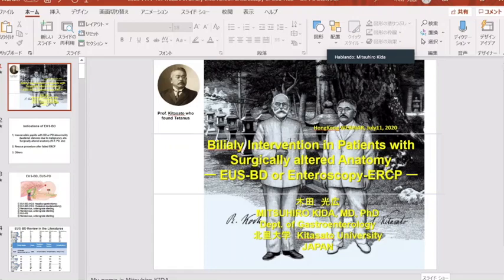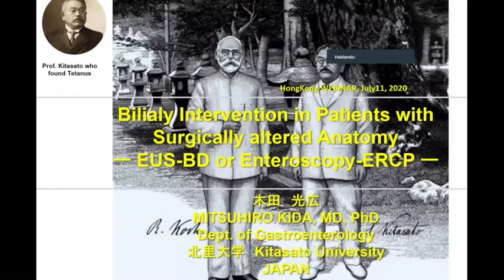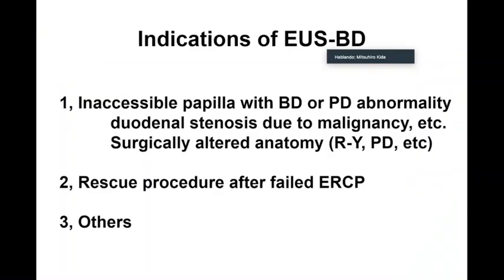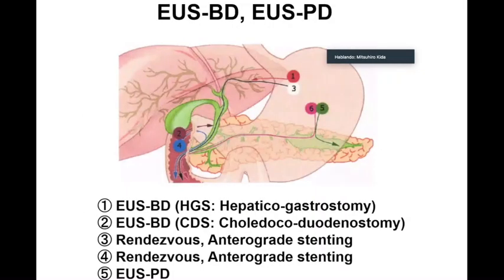Today I'm talking about biliary intervention in patients with surgically altered anatomy, and EUS-BD or enteroscopy. The indications of EUS-BD are access to the accessory papilla, such as duodenal stenosis due to malignancy and surgically altered anatomy, and also as a rescue procedure after failed ERCP. There are several routes, as you know: EUS-BD from hepaticogastrostomy, choledochoduodenostomy, and also anterograde and rendezvous techniques.